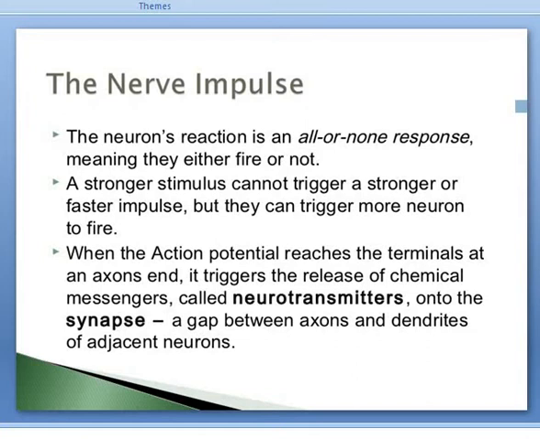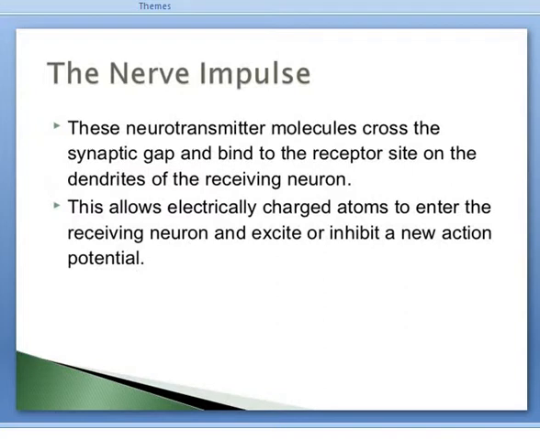When the action potential reaches the terminal at an axon end, it triggers the release of chemical messengers called neurotransmitters onto the synapse, a gap between the axon and dendrites of adjacent neurons. Here is more about the nerve impulse. These neurotransmitter molecules cross the synaptic gap and bind to the receptor site on the dendrite of the receiving neuron. This allows electrically charged atoms to enter the receiving neuron and excite or inhibit a new action potential.